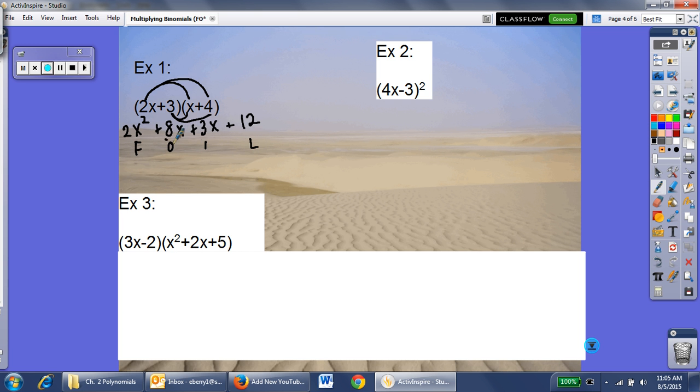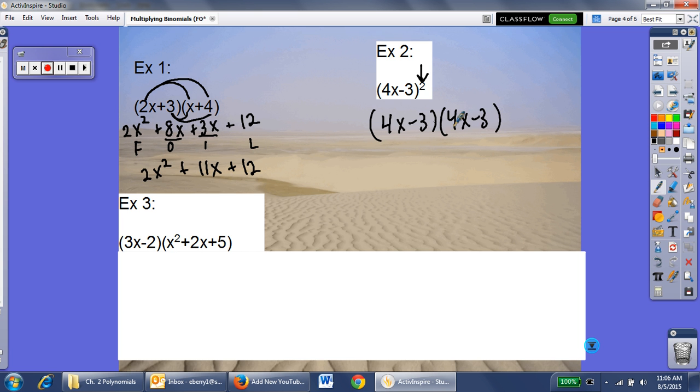Go ahead and combine your outer and inner terms. So you end up with 2x squared plus 11x plus 12 as your final answer. Now look at example 2. So in order to do this one, first we need to notice this exponent of 2 here. This means to write this twice. 4x minus 3, there are 2 of them, 4x minus 3.